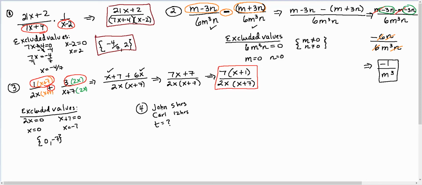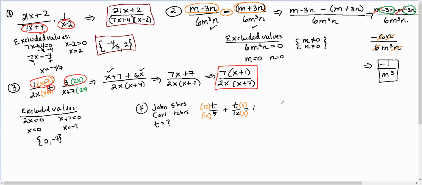All right, in this problem, we know that John works 5 hours and Carl works 12 hours, and we want to know the total time to complete one job if they were working together. So John's contribution is going to be t over 5. Carl's contribution is going to be t over 12, and together they're going to complete one job. And we need a common denominator. So this one will be 12 over 12. This one becomes 5 over 5.